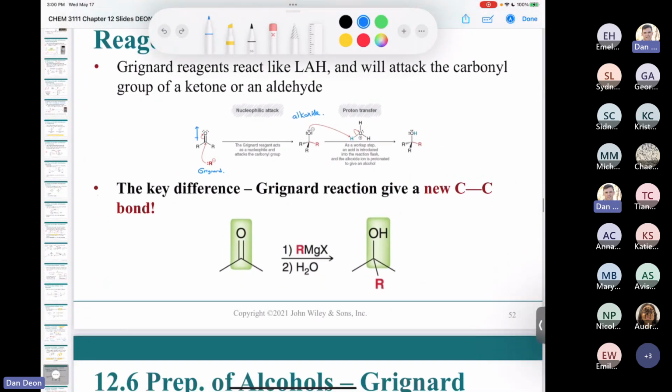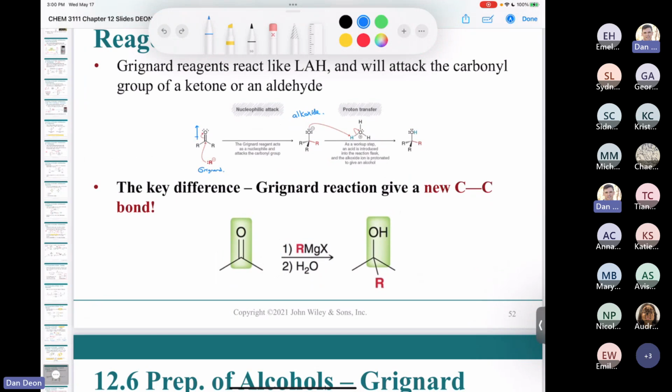So here's what we do. We take our R group from our Grignard reagent. Remember, it acts as a good nucleophile. It's going to attack the carbonyl carbon, and then we protonate it in the second step. Now, where it says water in the second step here, that's an artifact from an older edition of the textbook. And a lot of people complained to David Klein about that, I think.